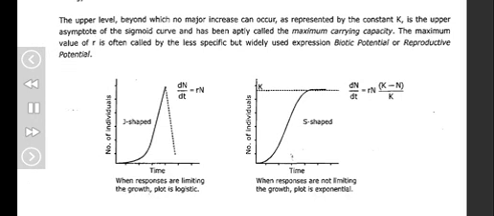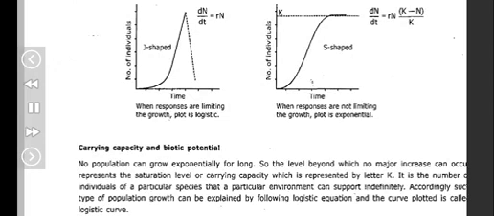J-shaped. Number of individuals versus time. When responses are limiting, the growth plot is logistic. When responses are not limiting, the growth plot is exponential.